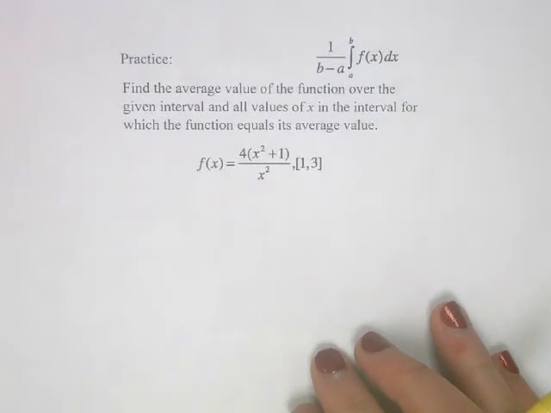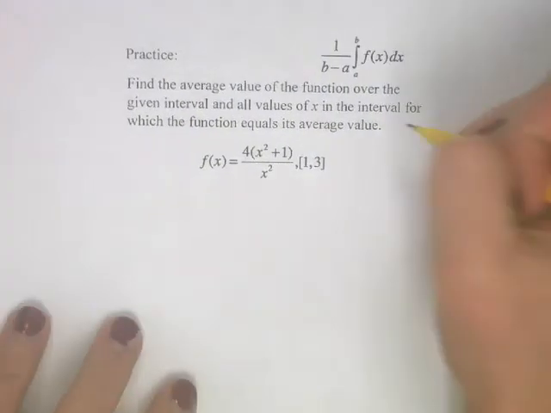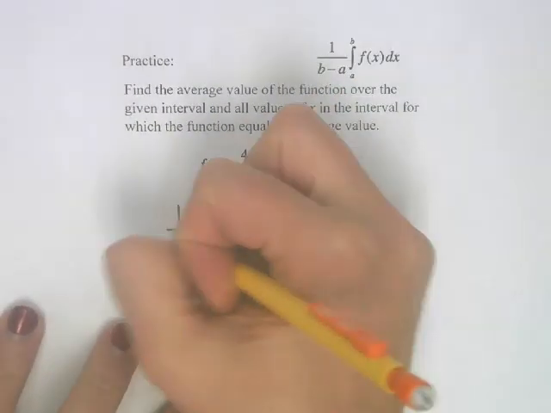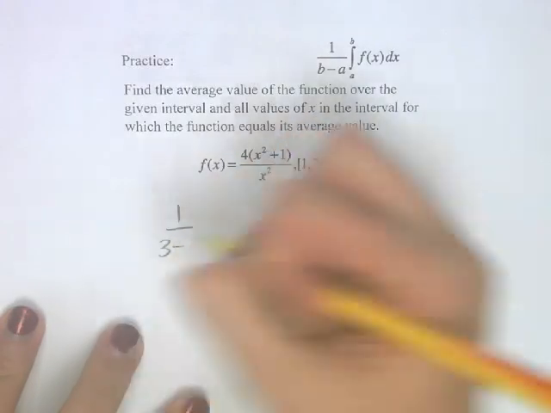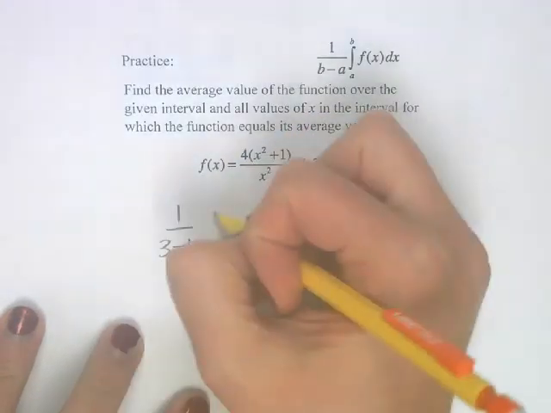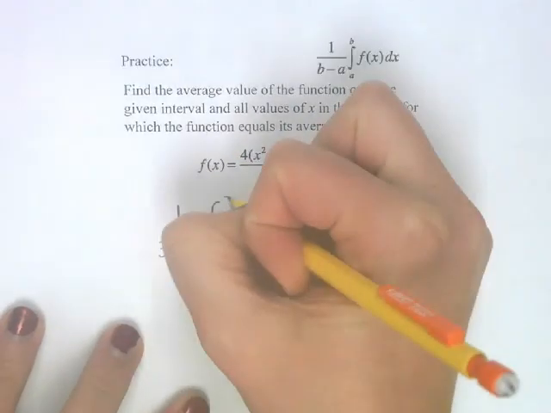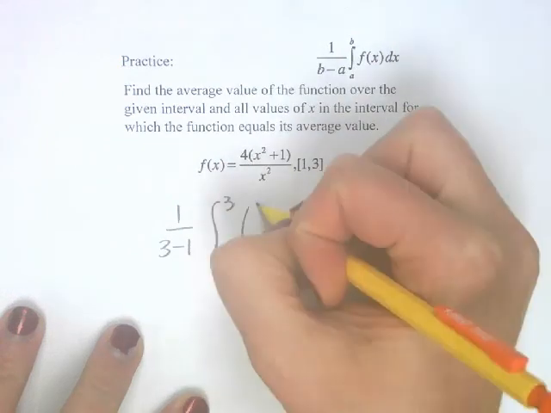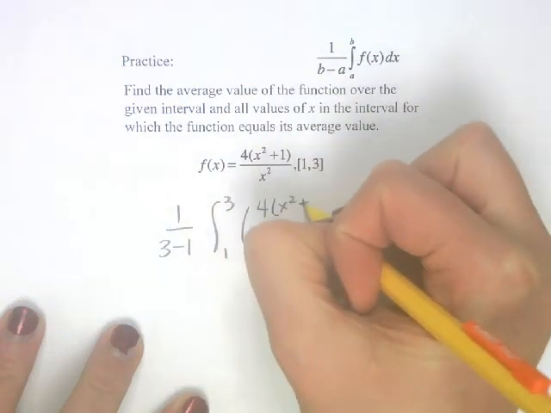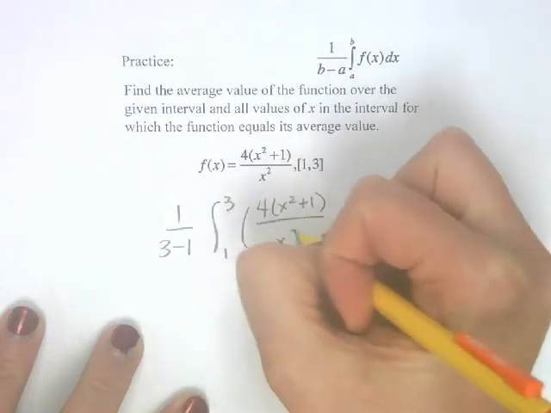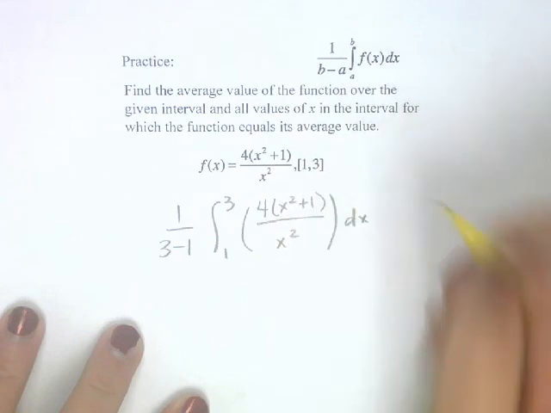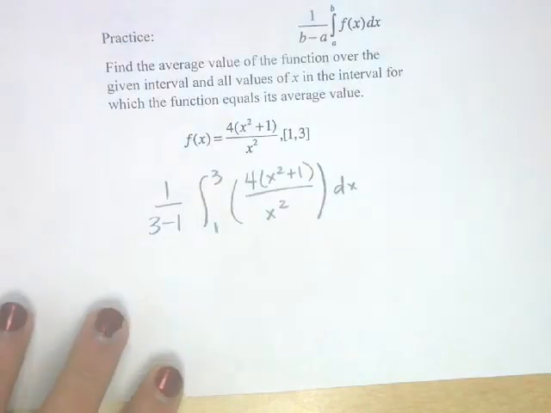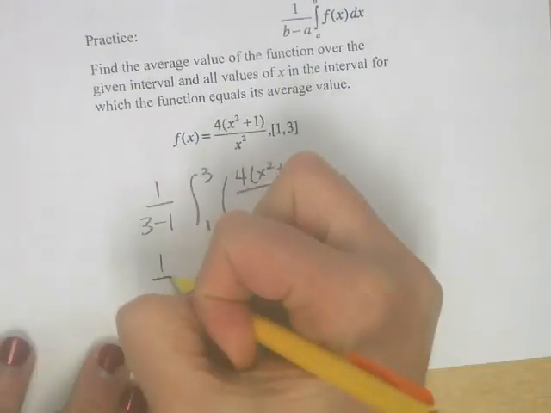All right, so here's our first problem. I'm just going to write it exactly how we see it for now. So I'm going to go 1 over b minus a, which is going to be 3 minus 1, and the integral from 1 to 3 of 4 times x squared plus 1 over x squared dx.